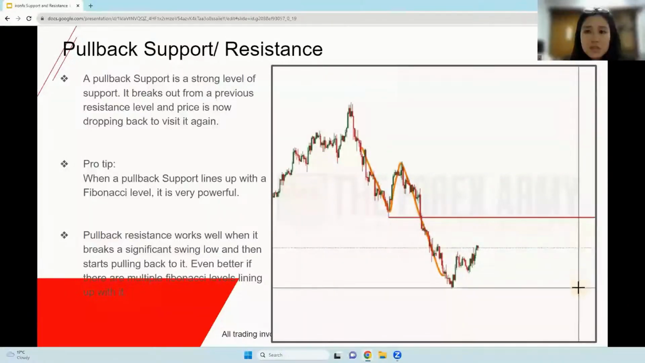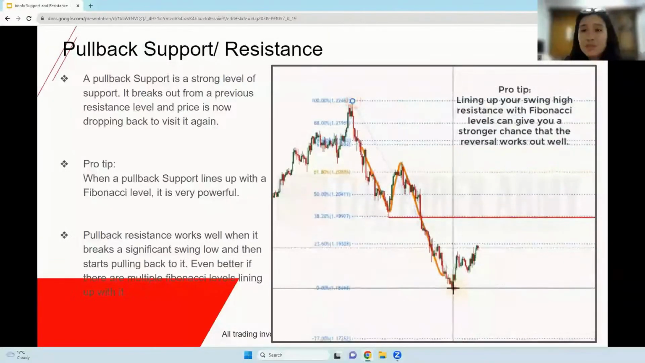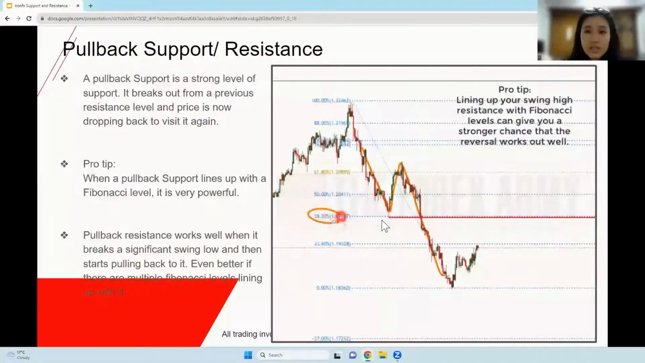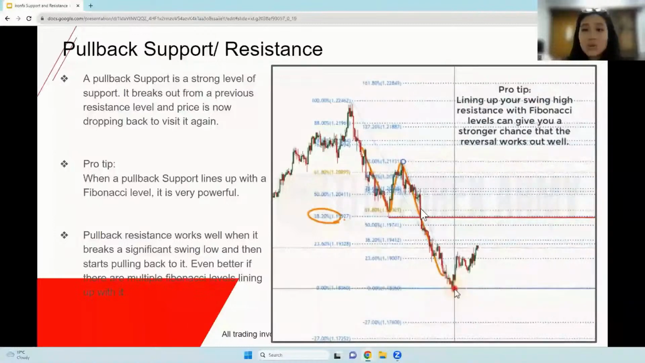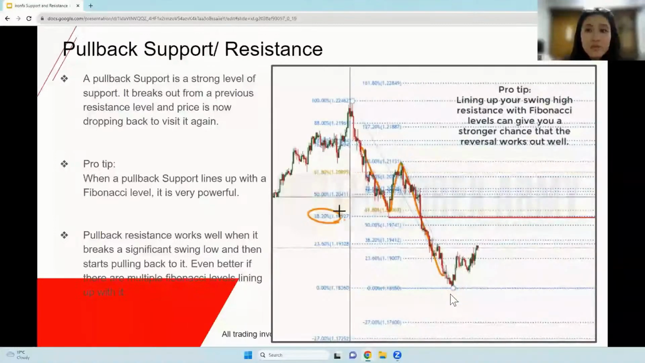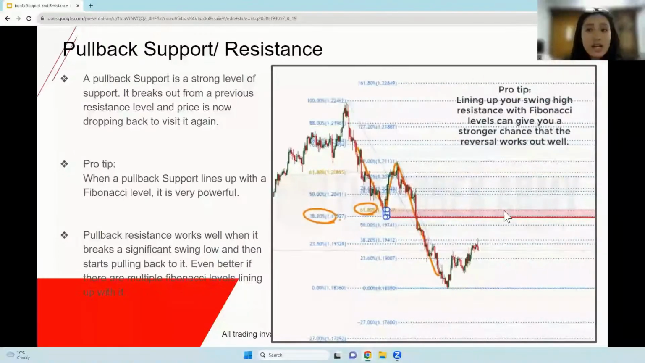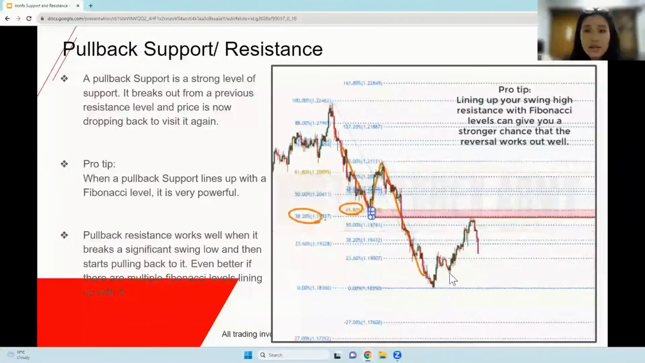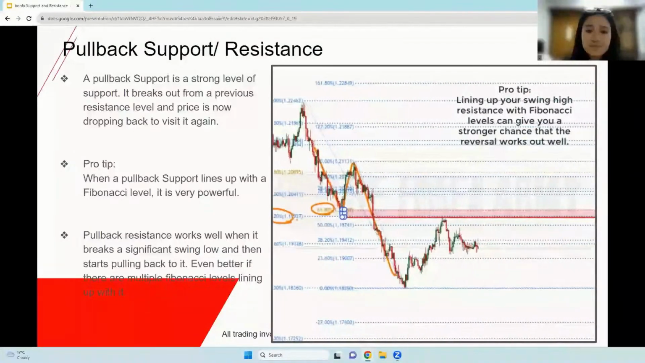Okay, maybe I'll just let you watch the GIF one more time. So price has broken out of the support level, the swing low support, becoming a pullback resistance. Now that the resistance lines up with not one but two Fibonacci retracements, it's considered a confluence area. That's why I've highlighted it. And you can see price reversing off of the level again.